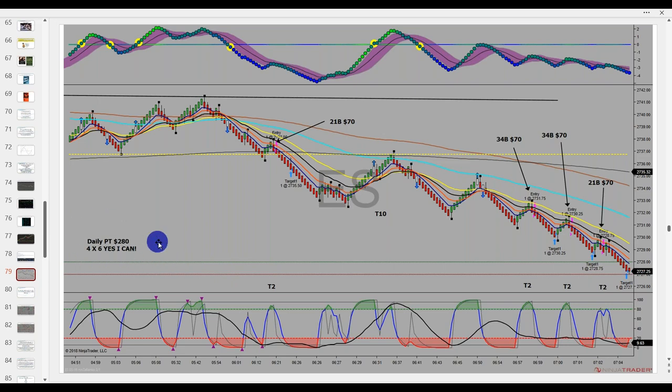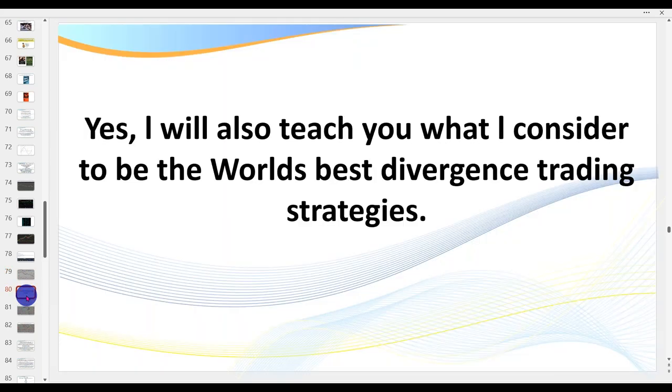And see the little comment down there, 4x6, yes I can. We've got this mantra, 5x5, yes I can. 3x8, yes I can. That's on oil. We've got it for different markets. Because if you're trading 34Bs on oil, 5x5, they deliver 5 tick trades 80% of the time. If you're trading the 2Bs, they're your 3x8s, your deeper pullbacks, your larger moves.